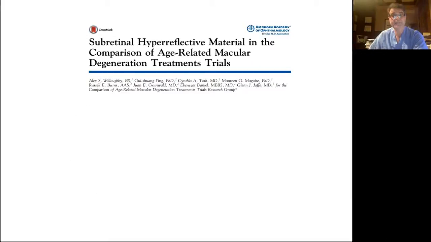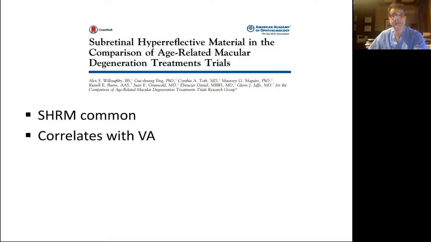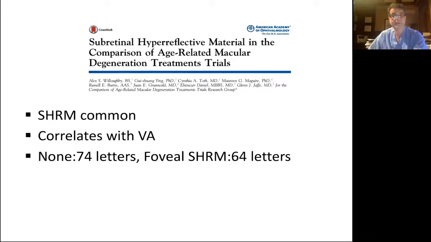And that's been extensively assessed by the CATT trials, which found that subretinal hyperreflective material was common, and that it correlates with visual acuity. For example, if patients had none at baseline, they had a better result. They had 74 letters on average at the end of this trial versus patients who had SHRM, or subretinal hyperreflective material, which had 10 letters less.